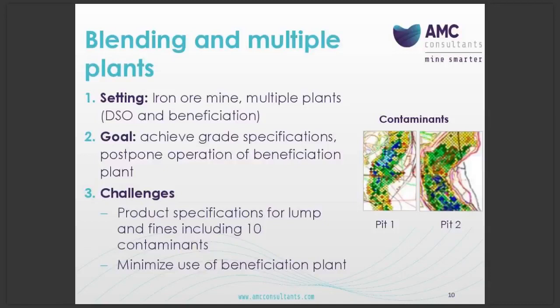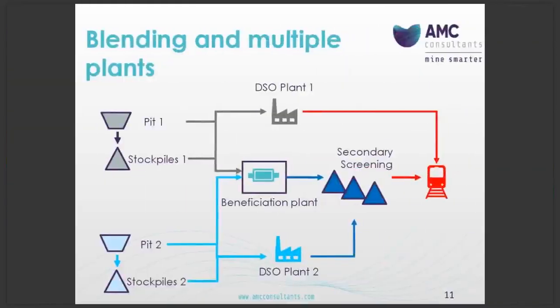The main challenge here was that we were dealing with 10 contaminant constraints, and as you can see on the graphs on the right-hand side, the contaminant distribution was very high, very variable, and on a pit by pit and bench by bench basis. And on top of that, all could be fed to 3 different plants.